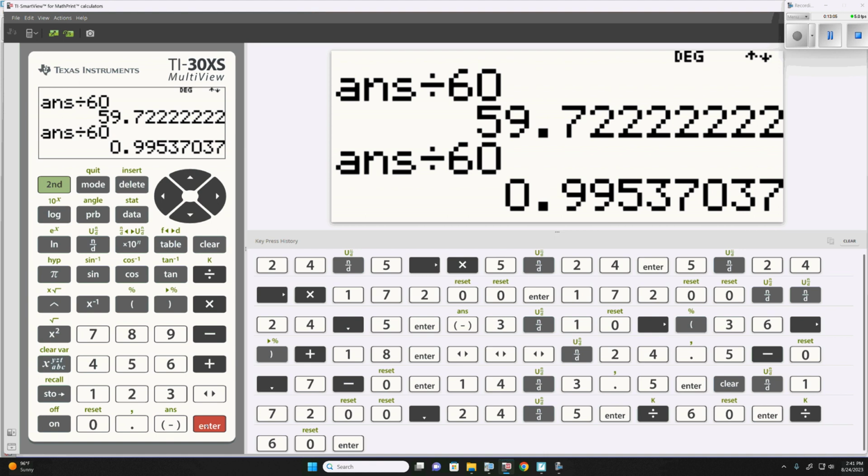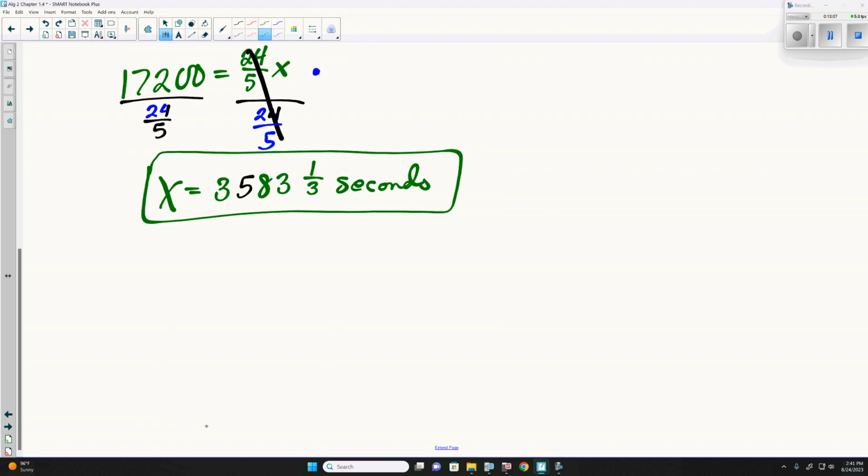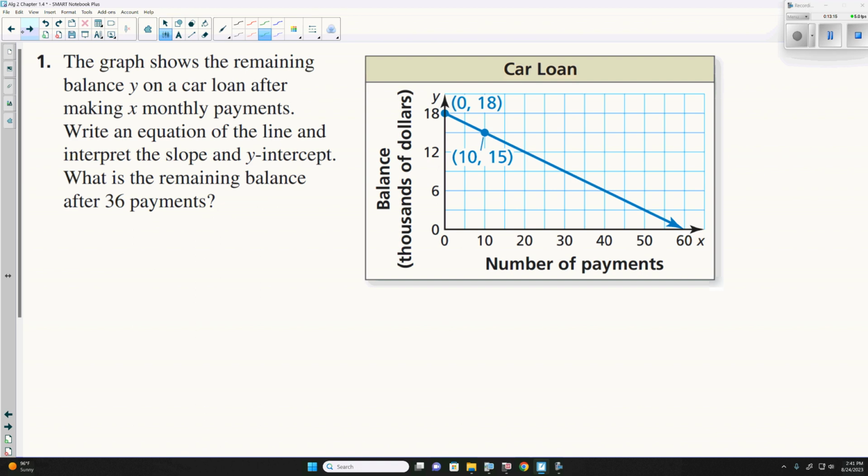Mm-hmm. Asteroids travel very quickly. Apparently they do. You don't want to get in their way. It's going to pretty much keep going until it hits something.